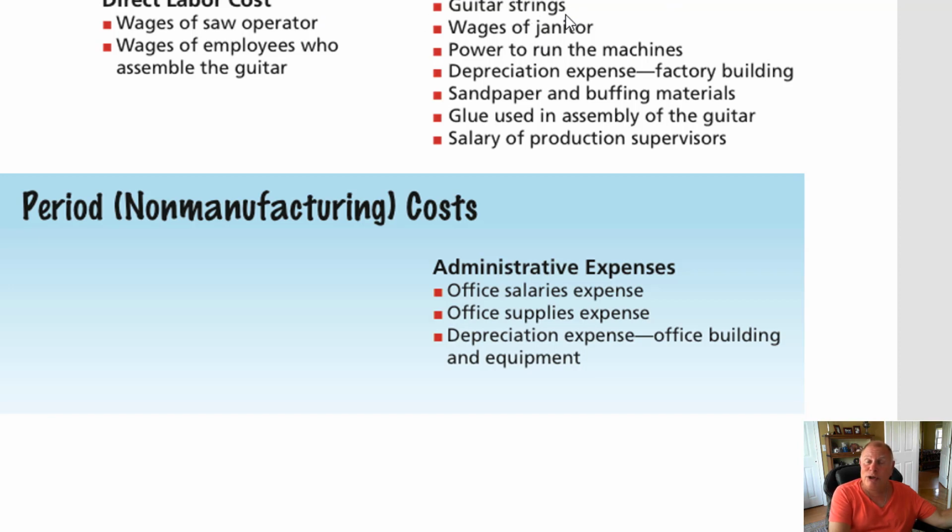We could substitute the word merchandising for manufacturing here. Same thing. Period, non-manufacturing, selling expense: advertising, sales salaries expense, commission expenses. Then we have administrative expenses: office salaries, supplies. This is where your human resources costs go, your technology, IT department, your audit, your legal. They're period costs.